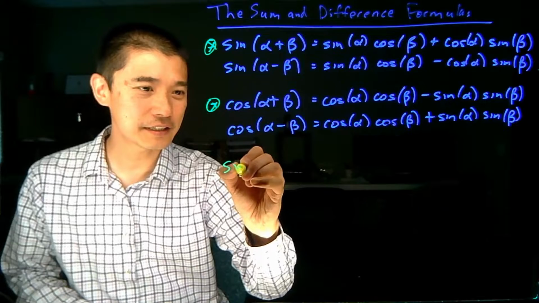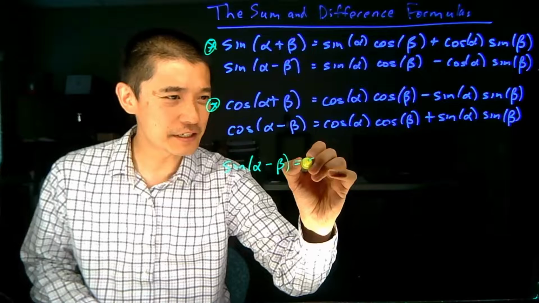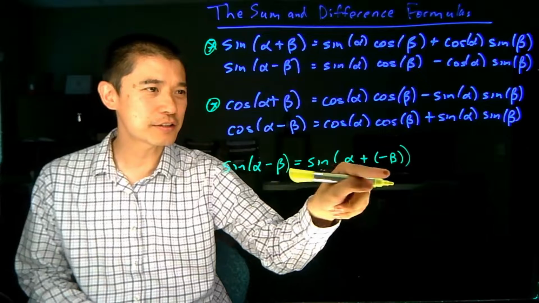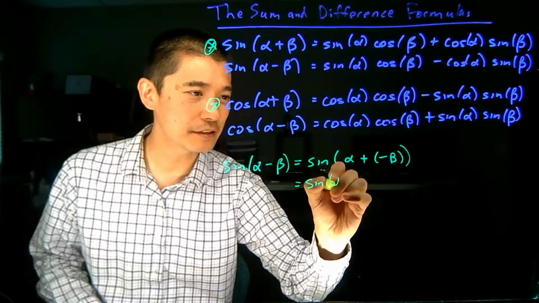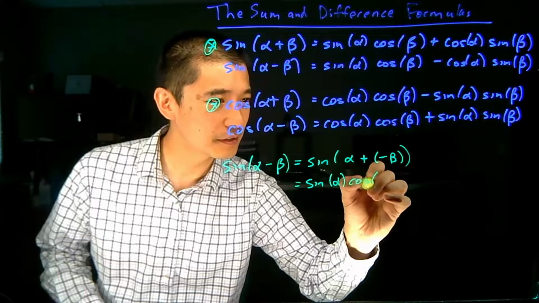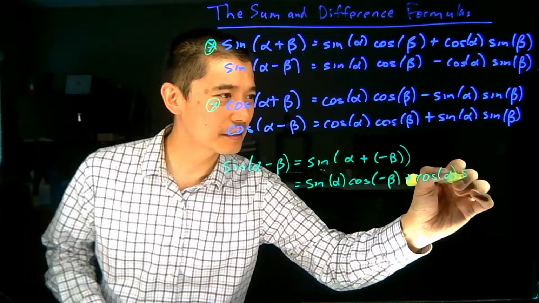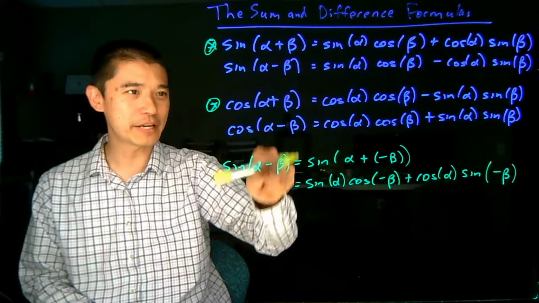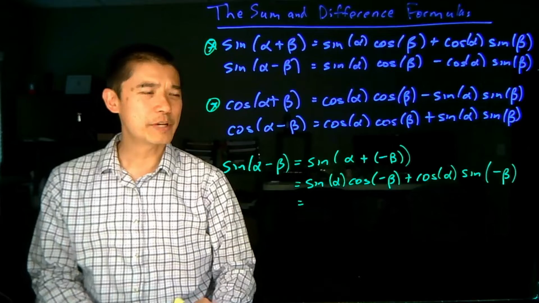So let's look at sine of alpha minus beta. We could rewrite subtraction as addition of the opposite, sine of alpha plus negative beta. Now this is a sum of angles, and so we could use the top line. So sine of alpha cosine of negative beta plus cosine of alpha sine of negative beta. Right, so all we did is instead of writing beta, we have plus negative beta, so we put the negative beta in those positions. From here, we use the negative angle identities.